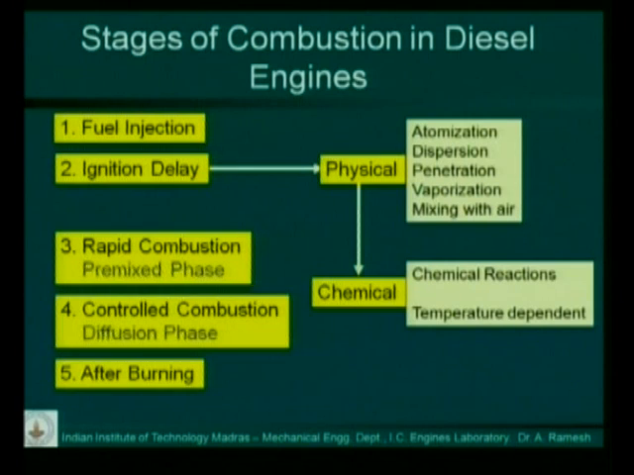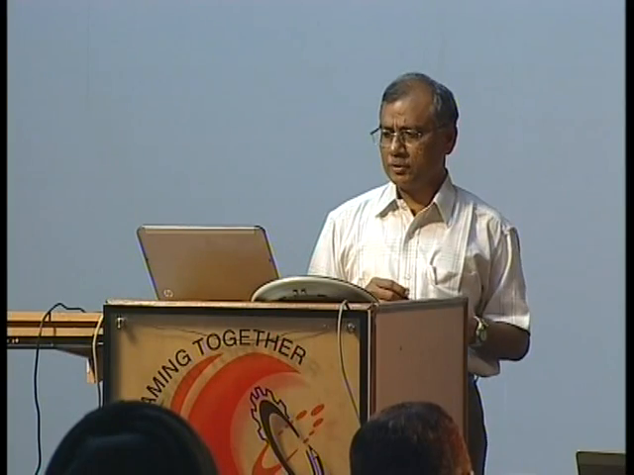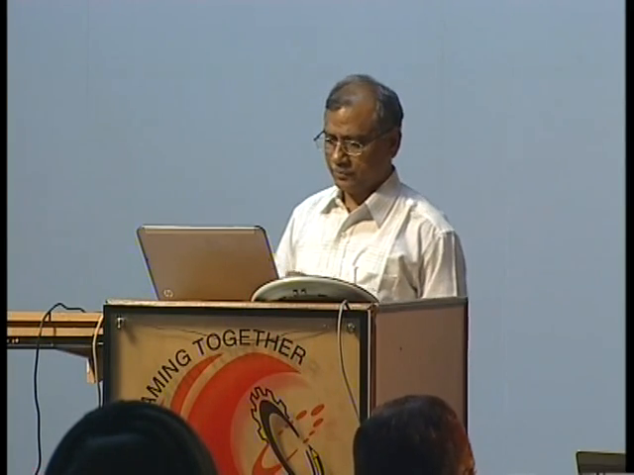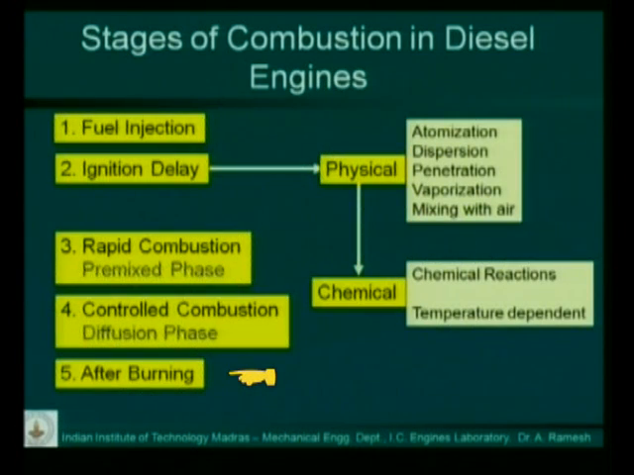And following this ignition delay, you have a phase which is called rapid combustion phase or the premix combustion phase. We'll see it very soon because it is very relevant to the engine management system. And following the premix combustion phase, we have the diffusion controlled combustion phase or the mixing controlled combustion phase. And finally, we have a tail burning phase or the after burning phase. So these are the different phases of combustion in a diesel engine.